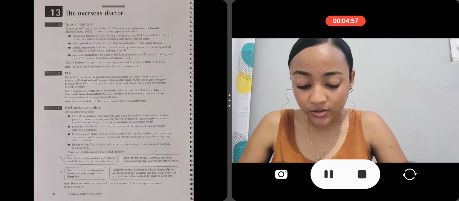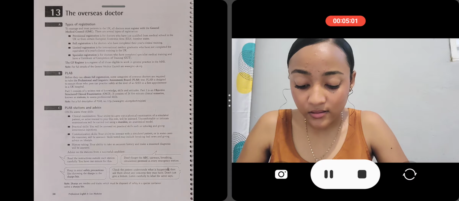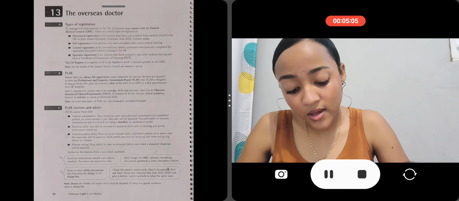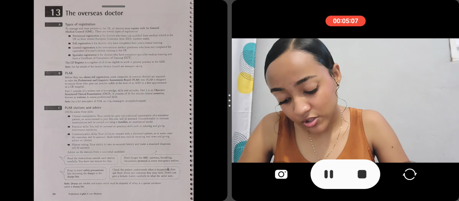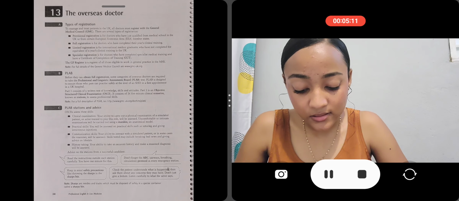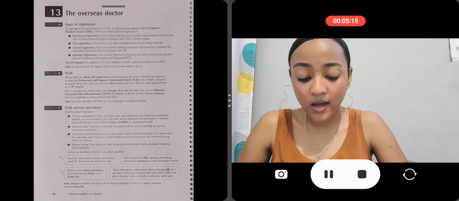Check the patient understands what is happening. Then ask them about any concerns they may have. Don't just give a lecture. Listen carefully to what the actor says.